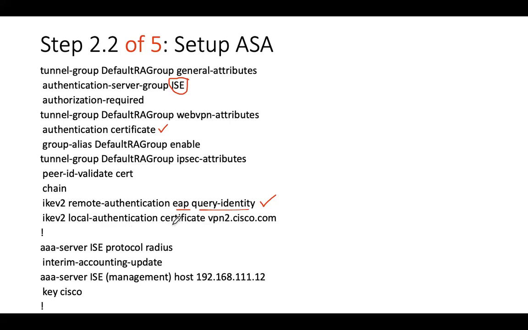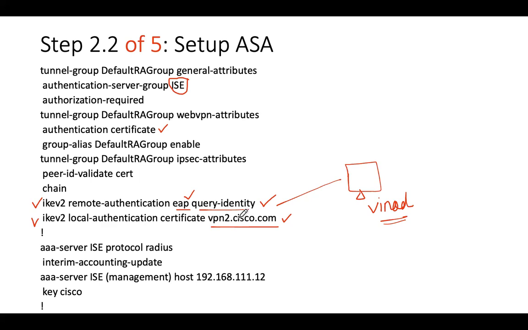And for IKEv2, the local authentication will be vpn2.cisco.com. See, there are two commands you can see, remote authentication and the local authentication. Remote authentication says how the remote endpoints, which is user Vinod on the laptop, must be authenticated, right? So the user Vinod, the endpoint, must be authenticated using EAP, where the user will provide its certificate to ASA, and ASA will just forward it back to Cisco ISE. Job done. Boom. Chapter closed.